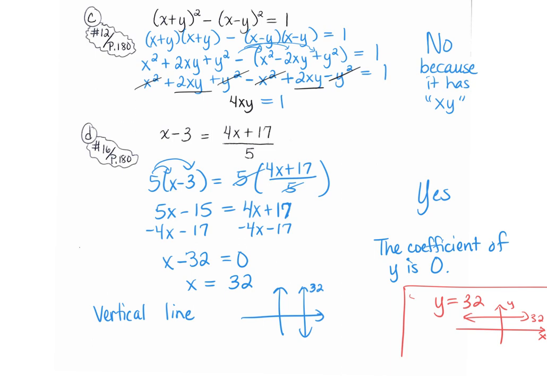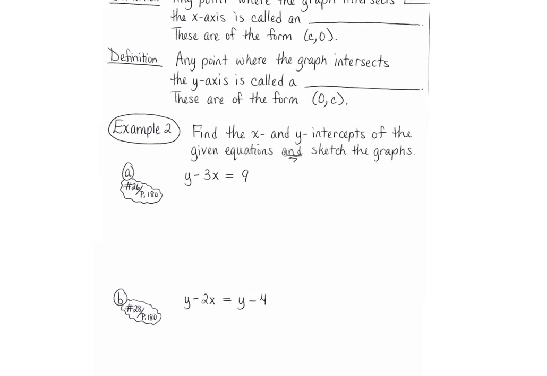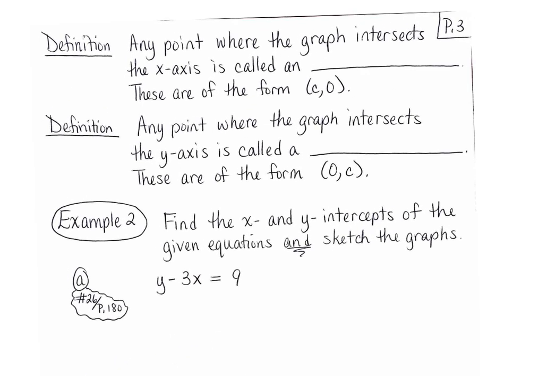Okay, all right. Any point where the graph intersects the x-axis is called a what? X-intercept. Very good. It's called an x-intercept. These are of the form c comma 0. So if it crosses the x-axis at the point C, that point is c comma 0.